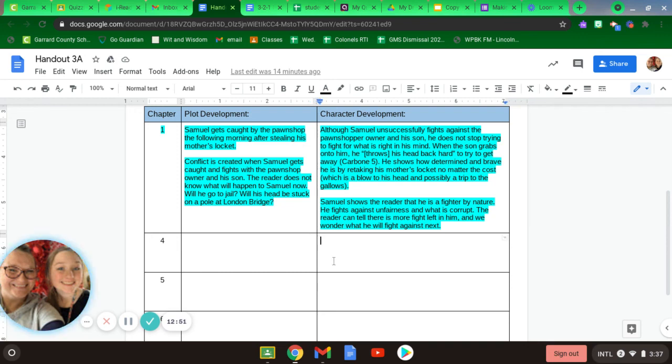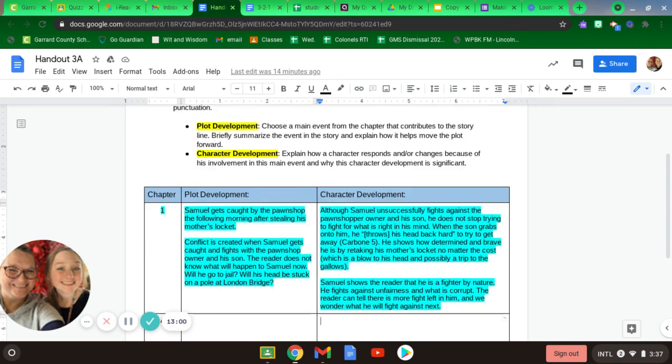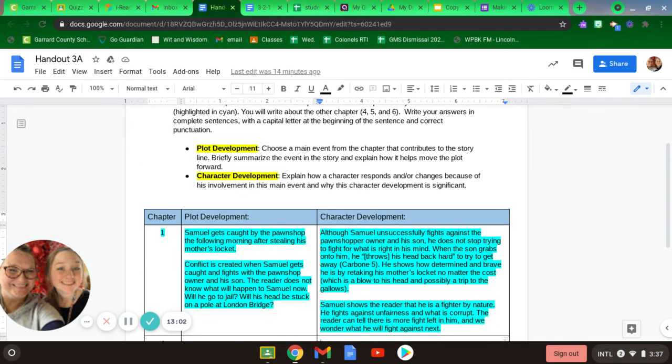Then I want you to come over here and pick one of the characters in our book. It could be Captain Smith. It could be Samuel. It could be Reverend Hunt. Pick a character and tell me how that character responds or changed to being involved in that event. And why does it matter how they responded?